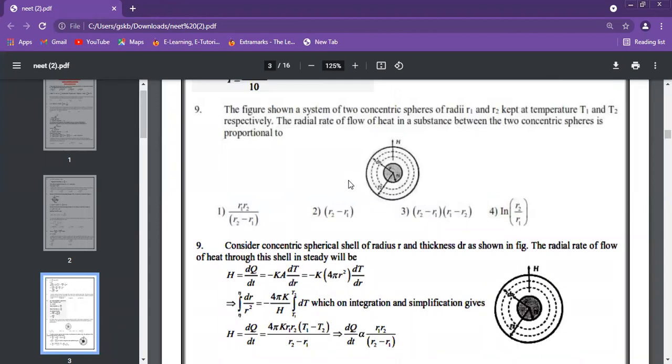Rate of flow of heat, they ask dQ by dt. H is equal to dQ by dt. So, okay.